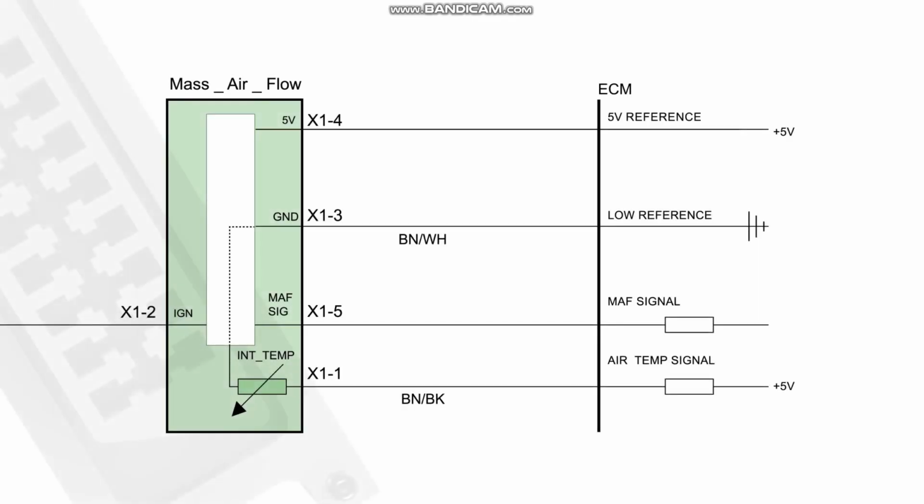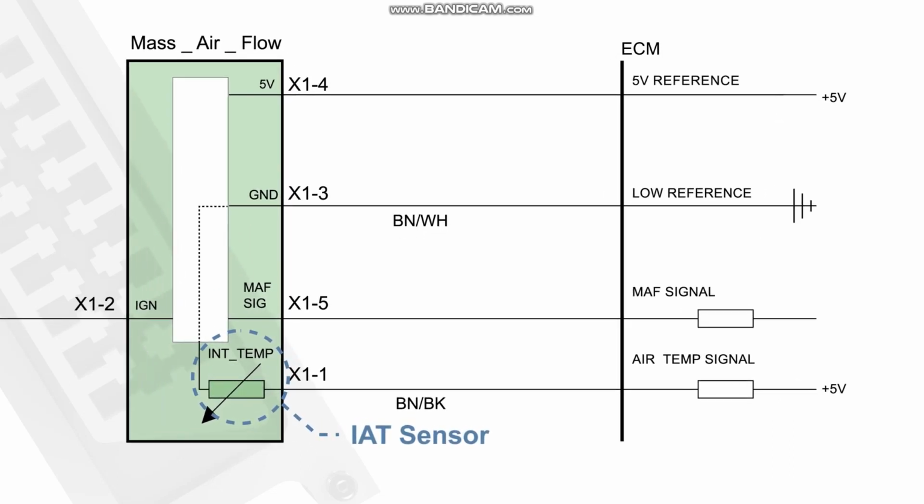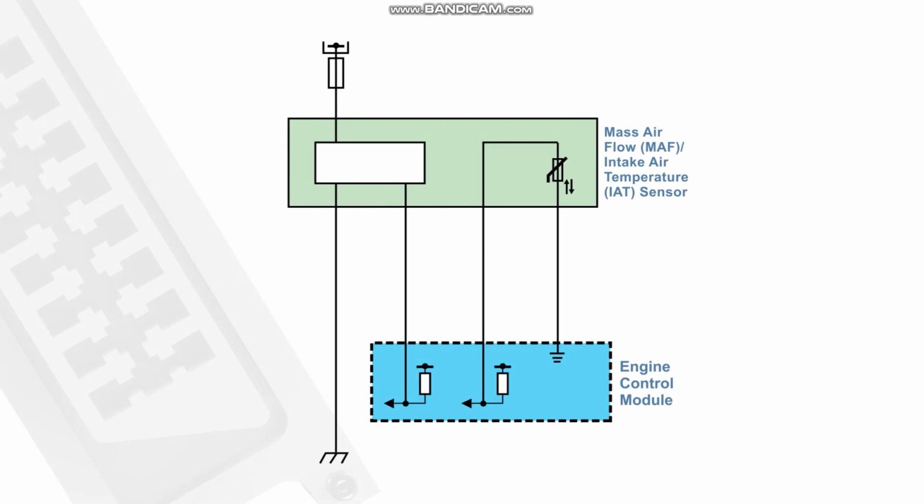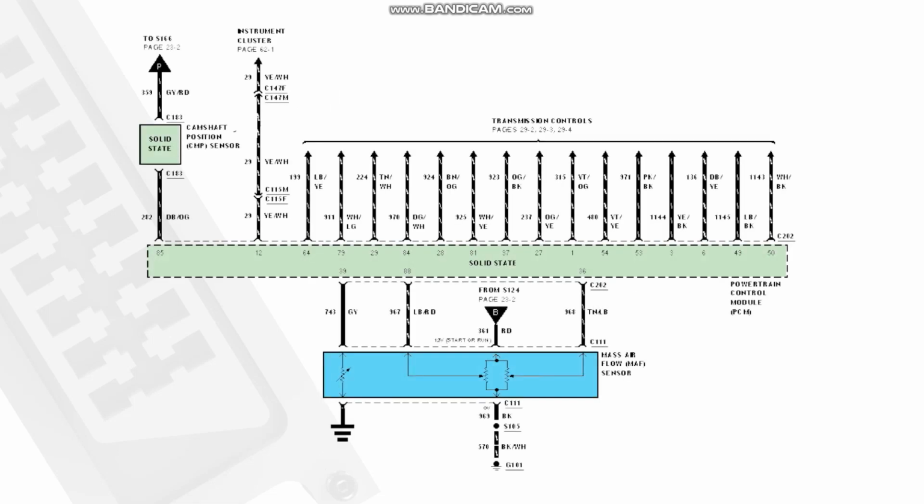Referring to the schematic, it can be seen that the IAT sensor is part of the mass airflow sensor. The IAT sensor has a ground connection shared with a mass airflow sensor on one side and is connected to the ECM on the other. There will be a pull-up resistor inside the ECM which will be connected to a 5-volt reference. Some systems can have a dedicated low reference connection back to the ECM, and others can have a low reference supplied by a vehicle ground, as seen here.